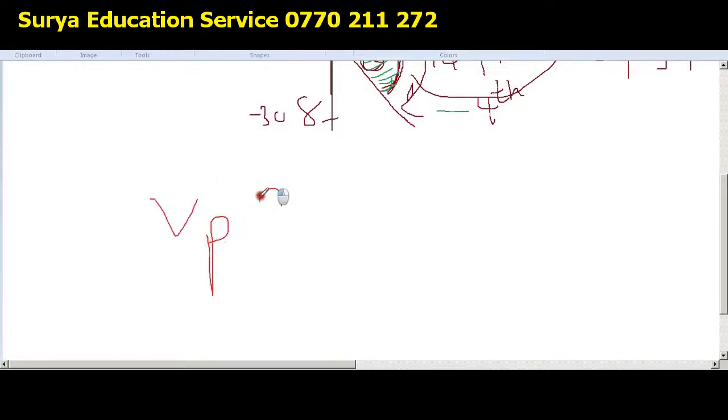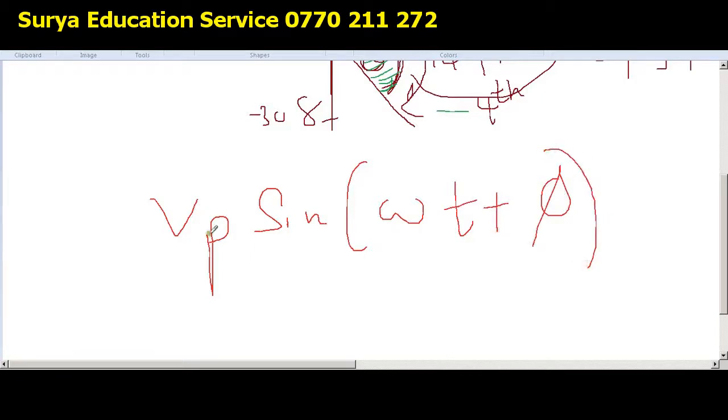V peak times sine 2000 t. Sorry, this 2000 is the value, omega t, right? If there is a negative phase, you can put minus 5. If it has a positive phase, you can put plus 5. Vp sine omega t plus 5.